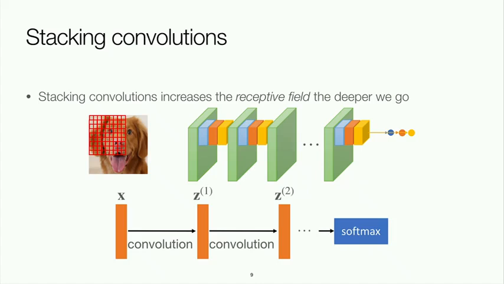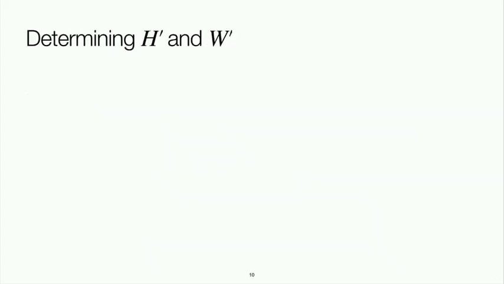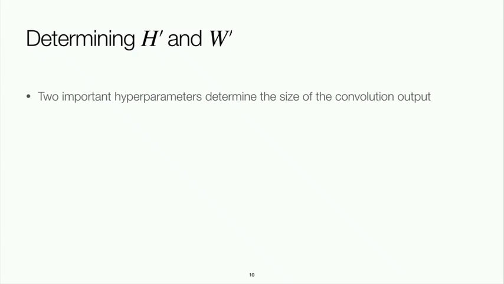Okay, so how do we actually determine the height and the width of the output of the convolution layer? I told you it depends on certain hyperparameters, and we're going to talk about those hyperparameters here. There are two important hyperparameters that determine the size of my convolution output. What are h prime and w prime actually? Well, it depends on a couple of things.